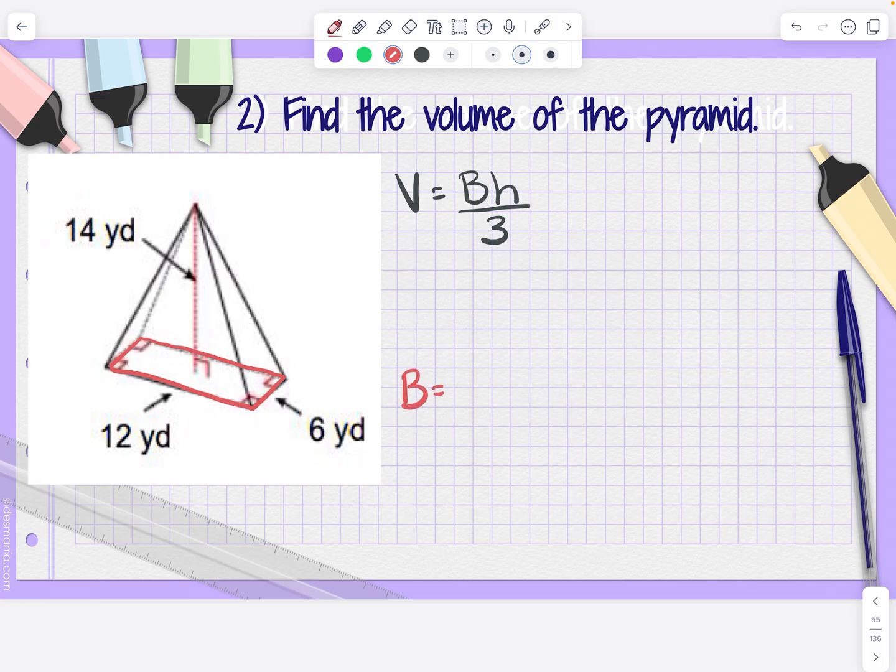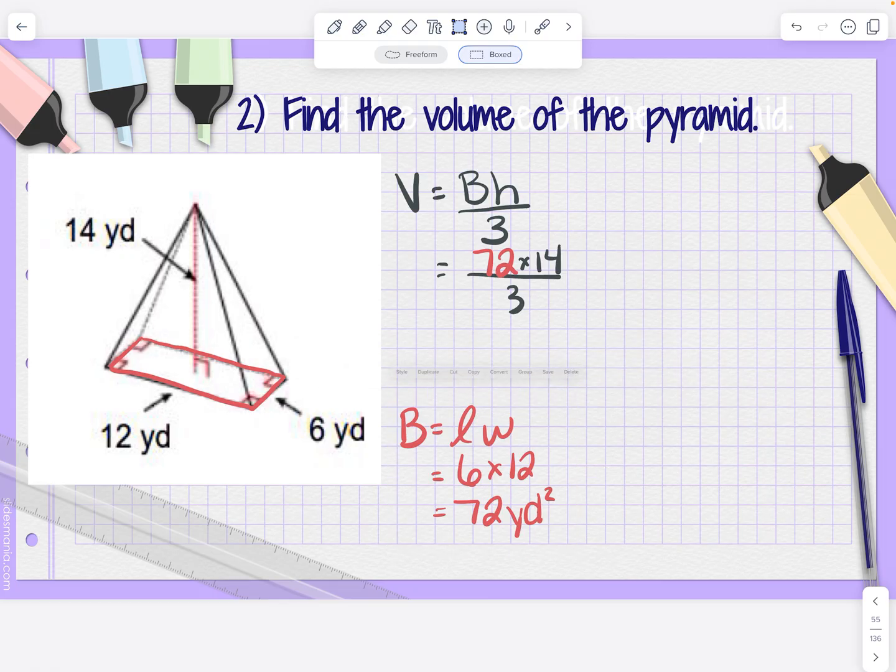So when I look at this, I see the base is a rectangle. The area of a rectangle is length times width. Oh, okay, that's going to be 6 times 12. That means the area of the base is 72 square yards. So in my formula, I can say area of the base is 72 times the height, which is 14, and then divide by 3 because it comes to a point.